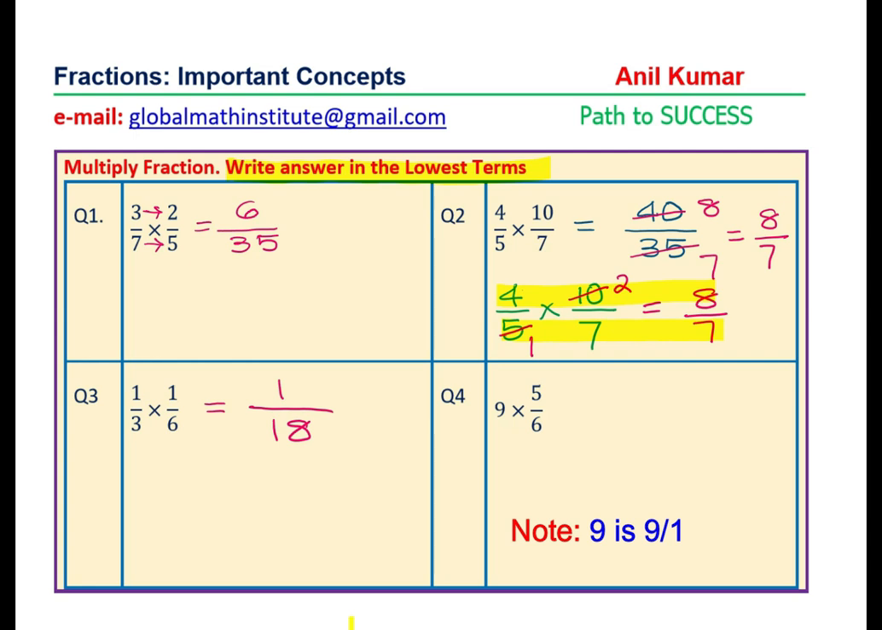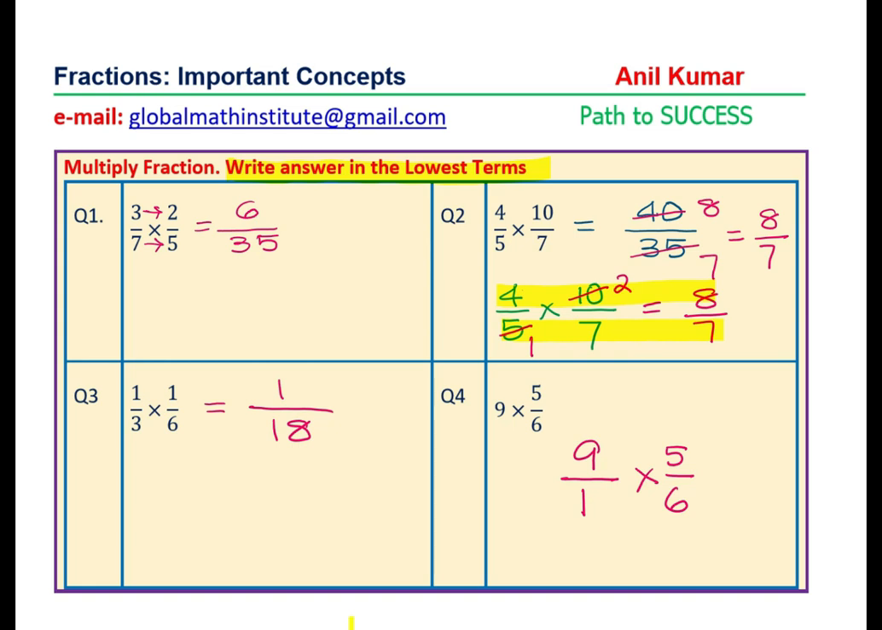9 times 5 over 6. Sometimes confusing. What is the numerator and what is the denominator for 9? Well, I can rewrite this as 9 over 1, right? Times 5 over 6. Now, does it make sense? Yes, it does. So, a whole number is also a fraction with 1 as the denominator.